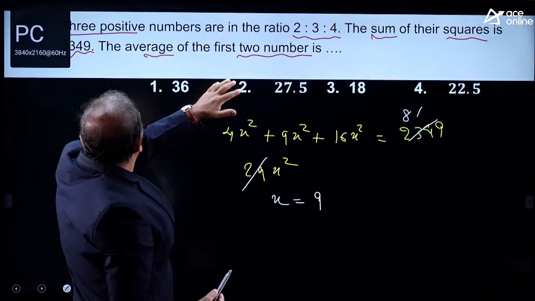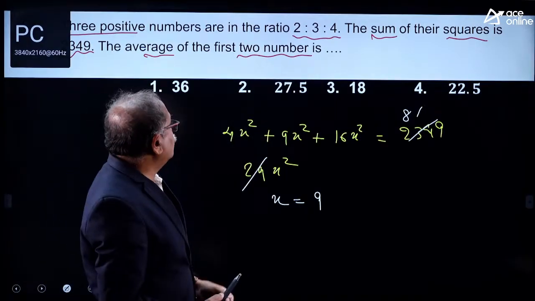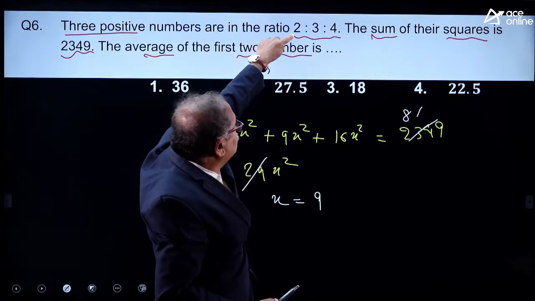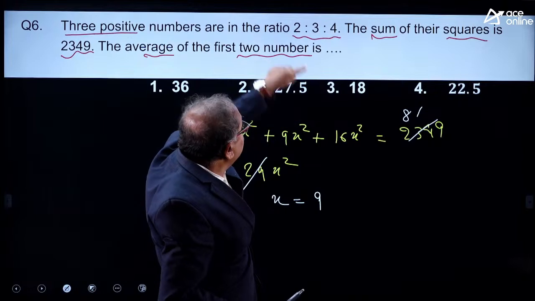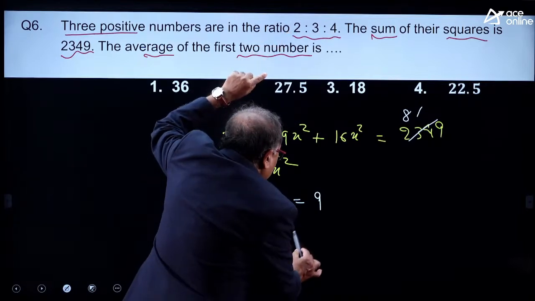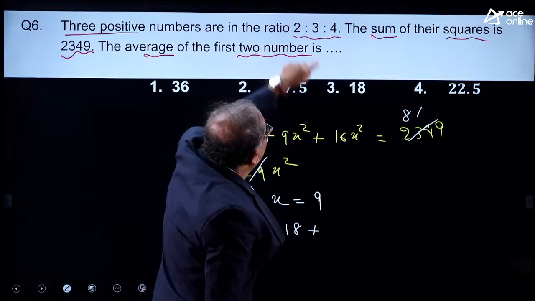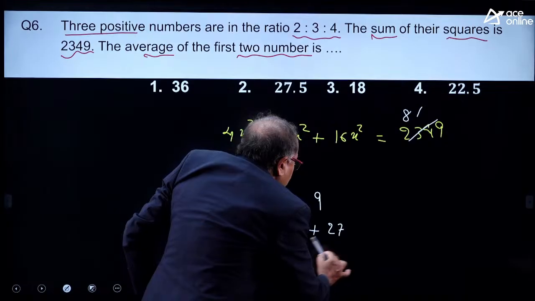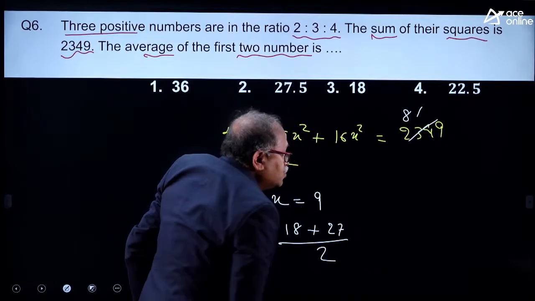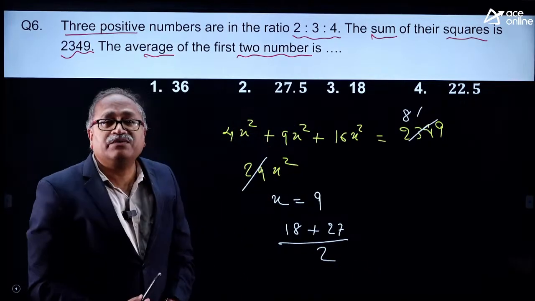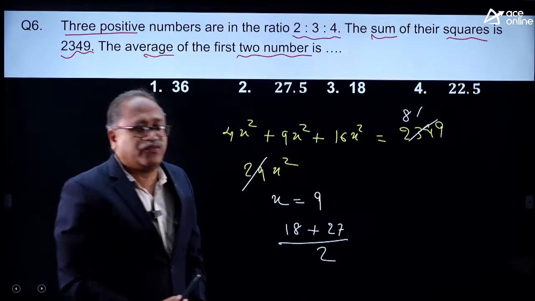What is the average of the first two numbers? The first two numbers are, this is 2x. So, that is 9 2 which is 18 plus 9 3 which is 27, divided by 2, and that comes to 45 divided by 2, which is 22.5.